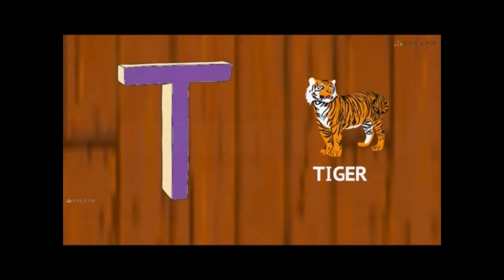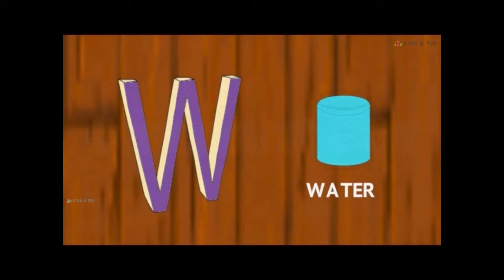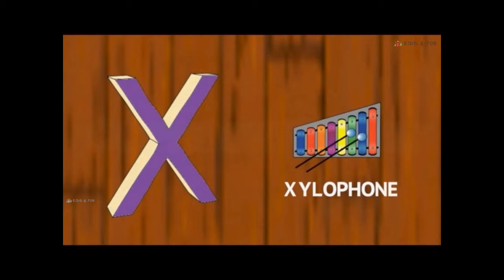R for rat, S for sun, T for tiger, U for umbrella, V for violin, W for water, X for xylophone, Y for yak, Z for zebra.